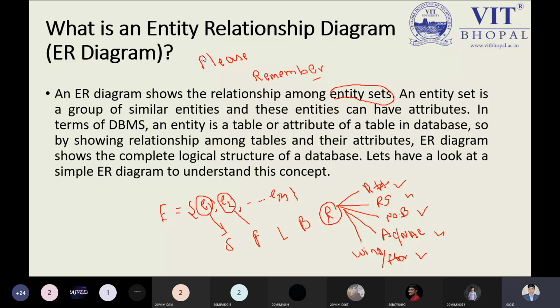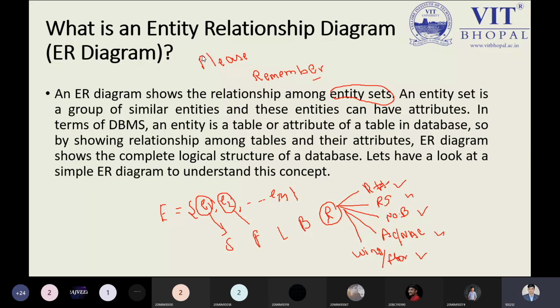Relationships are made between the entity sets. That is the point you are required to keep in mind properly. Practically or graphically, the relationship is made between the entities, and these entities are also recognized as tables in the ER model. From this perspective, we will try to understand the concept properly.